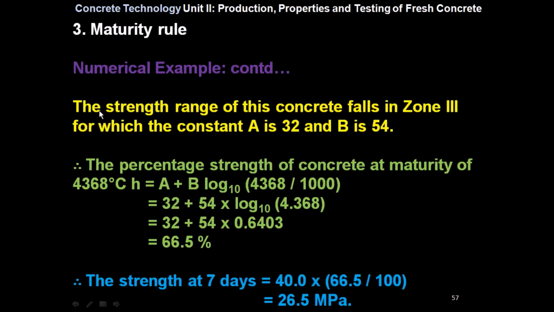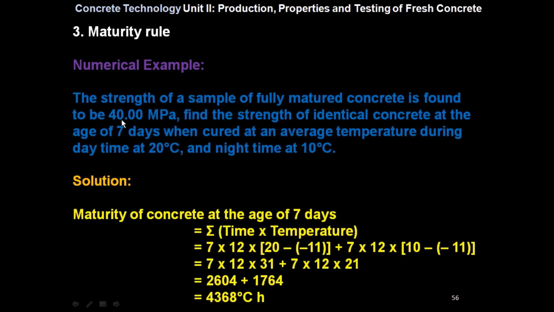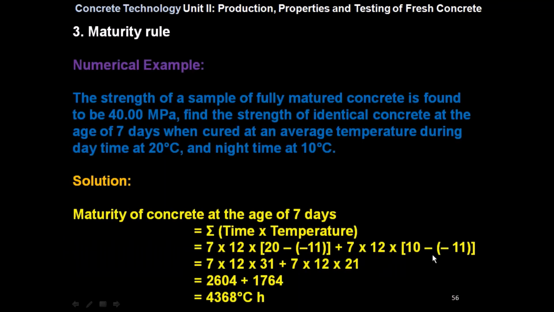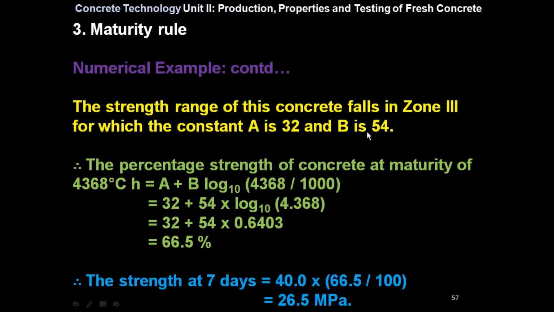The strength range of this concrete falls in zone 3, for which constant A is 32 and constant B is 54. So here in the example, 40 megapascal is given. In the Plowman's coefficient table, 40 megapascal comes between 35 and 52.5. Coefficient A is 32 and coefficient B is 54.